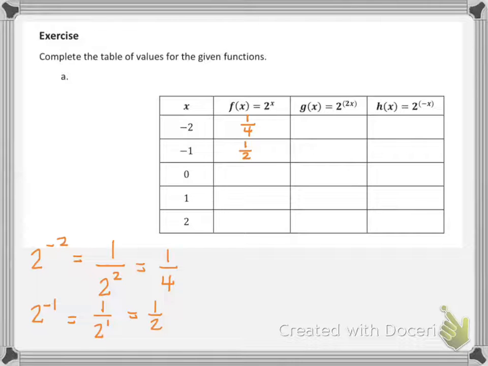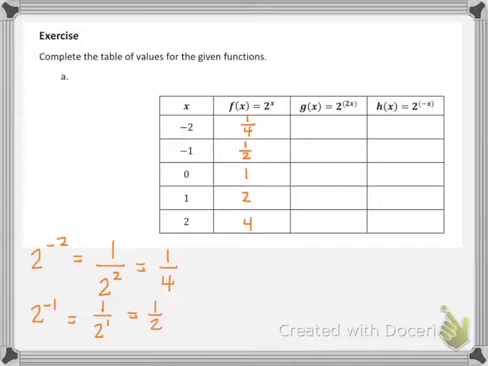Anything to the 0 power is 1. And then when we considered the 1, well, 2 to the first power, that's a 2. And then 2 to the second power, that's 4. So there's our values for the function f of x.